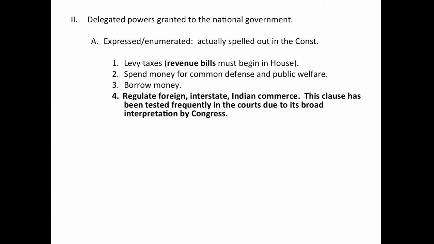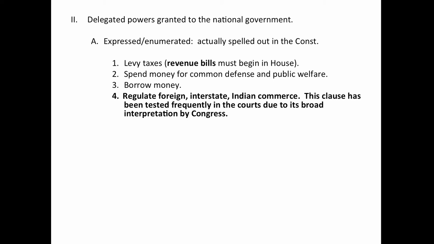Now, what I'm listing here for you, there's a bunch of them. All these jobs or roles or enumerated powers that I'm explaining here are all in the Constitution specifically. My question to you is where? Where are they in the Constitution? Can you guess it? The answer is Article 1, Section 8.